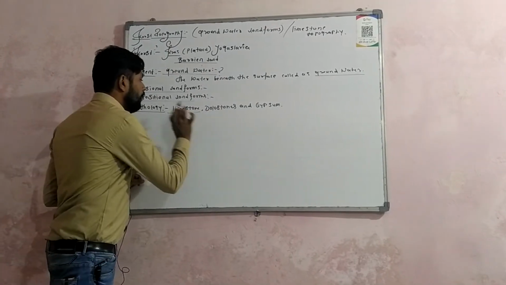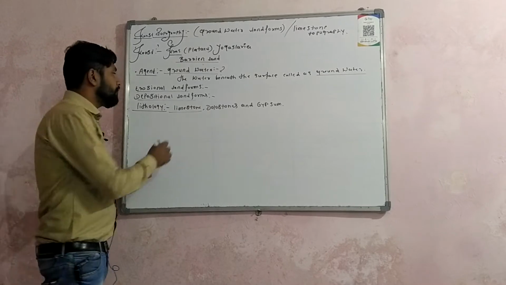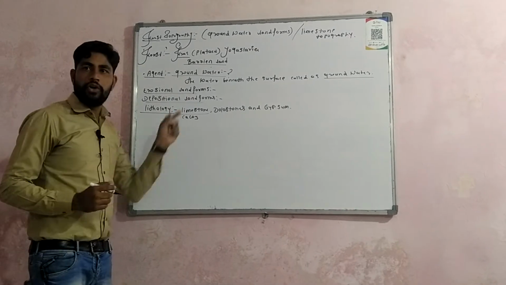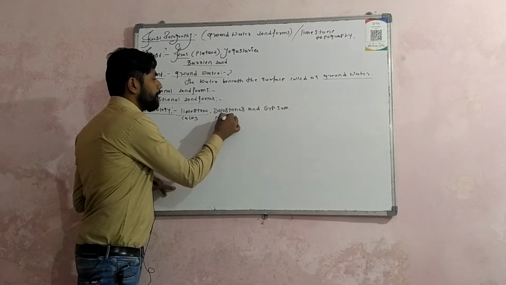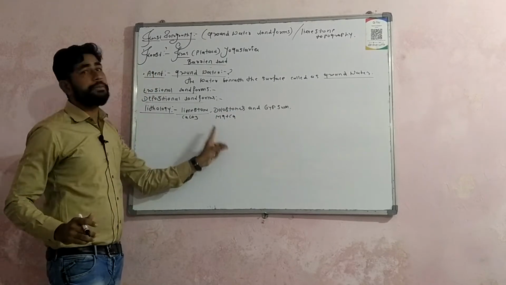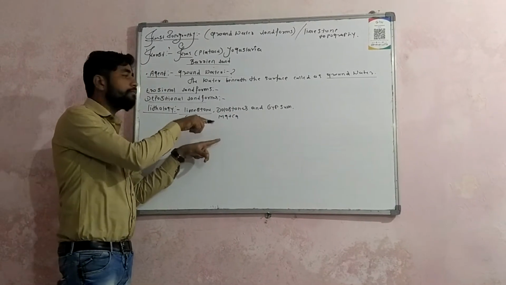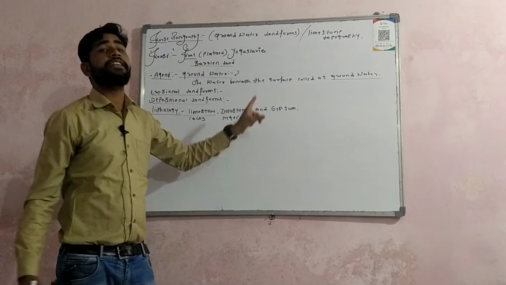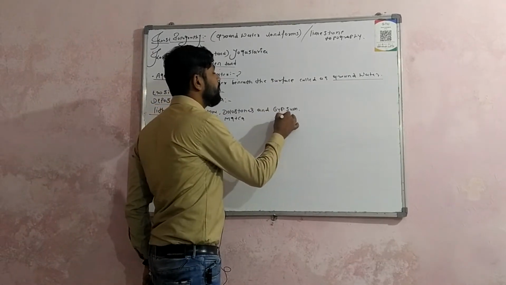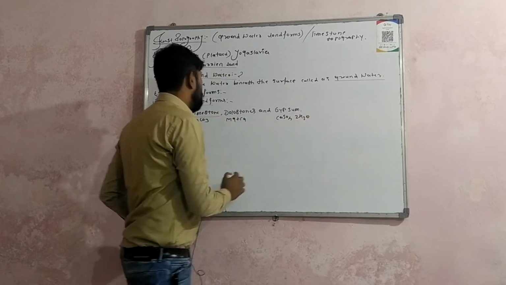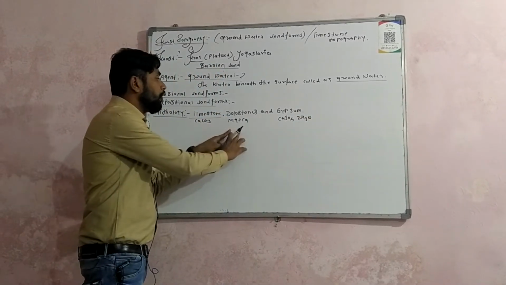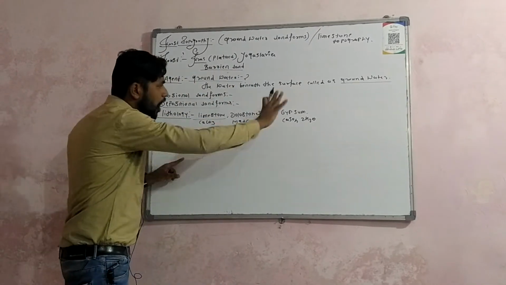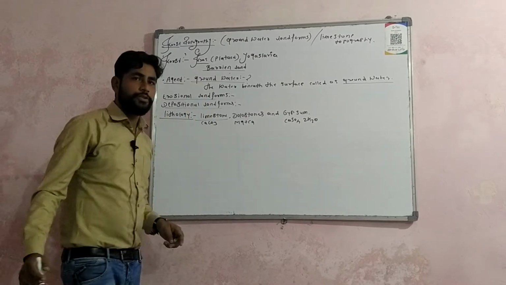Limestone means the composition is CaCO3, which means there is calcium. Dolostone, dolomite, has Mg plus Ca, with more magnesium content than calcium. And gypsum has CaSO4.2H2O. The composition of gypsum is CaSO4.2H2O. Limestone has calcium, dolostones have calcium, as well as gypsum also having calcium. That's why all these rocks are applicable for karst topography.